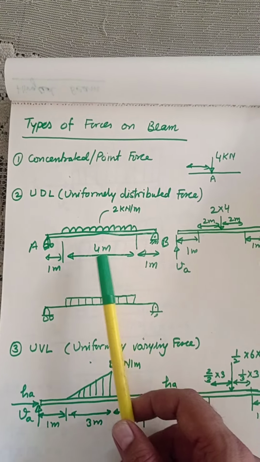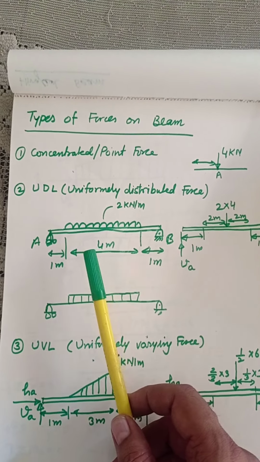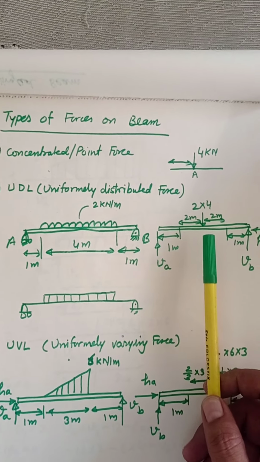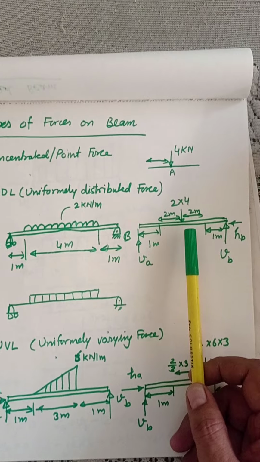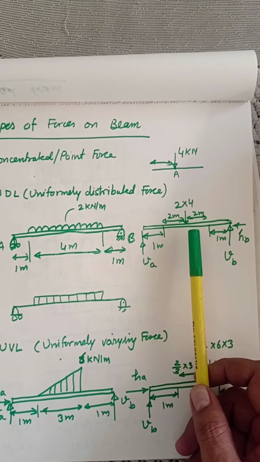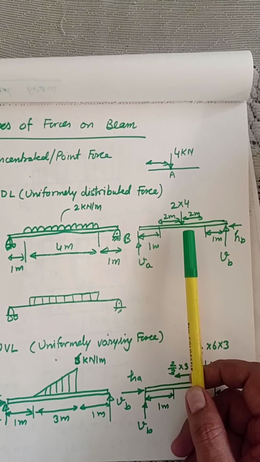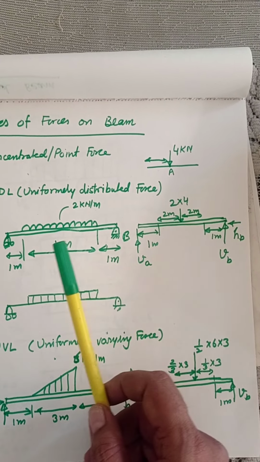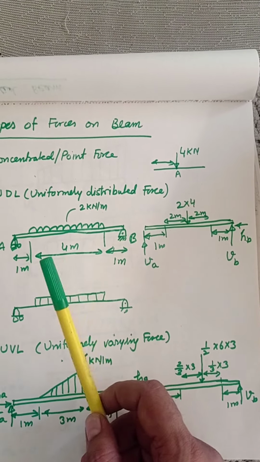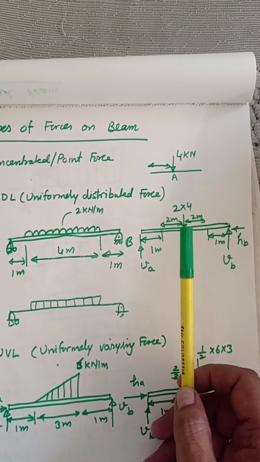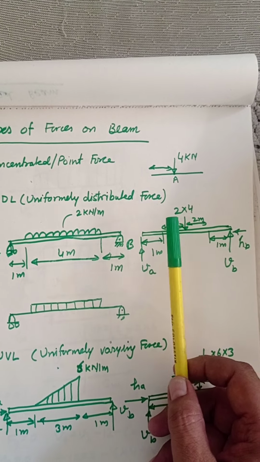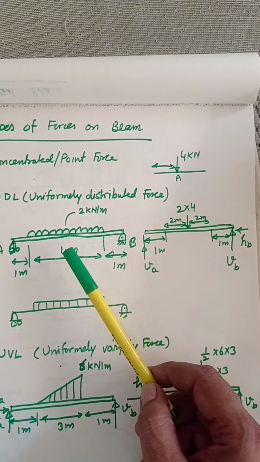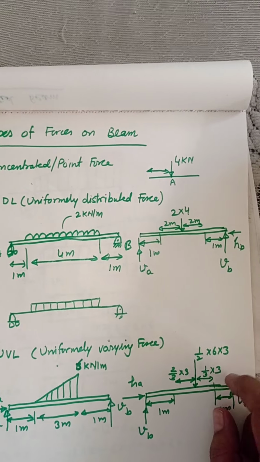UDL is the most commonly used kind of force. Now whenever we have a UDL, we have to convert it to a concentrated force when we have to implement the moment equation, because the moment equation requires force multiplied by the perpendicular distance if we are using the scalar method, right? So to do this, we have to take the center of this. 4 meter means the center is going to be at 2 meter, and the complete force is 2 kilonewton per meter over 4 meter.